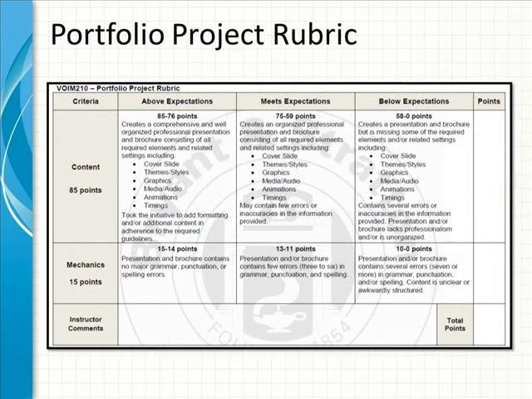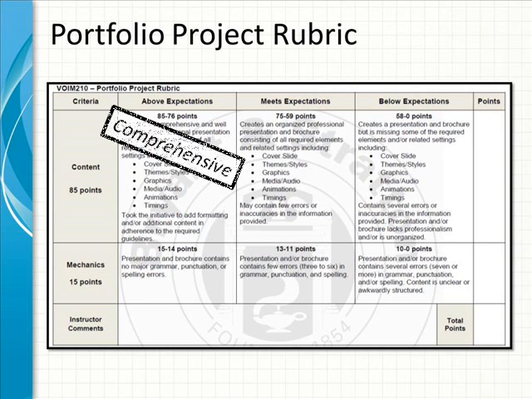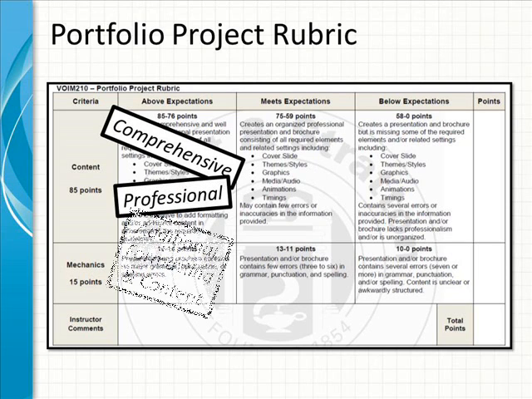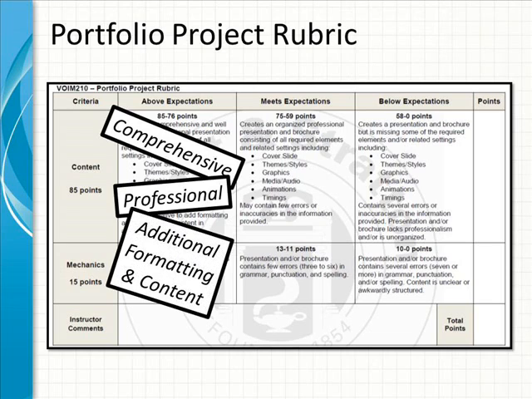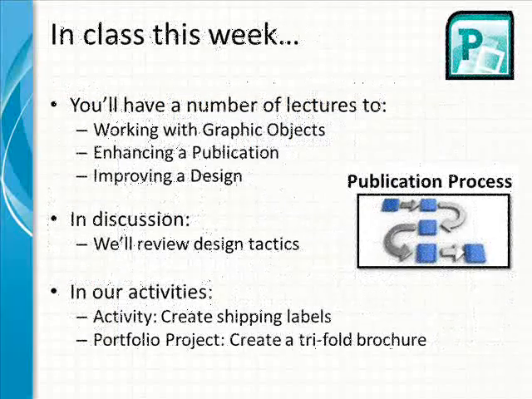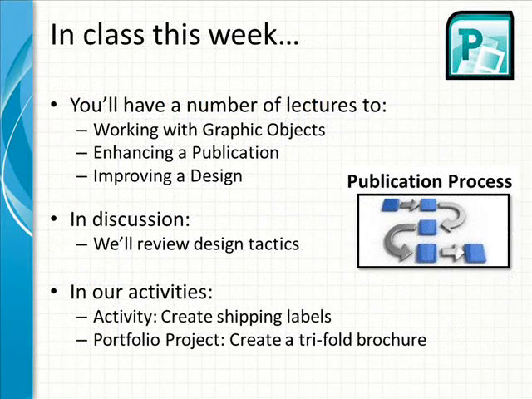When we look at the rubric for this installment, we see that above expectations means that the brochure includes comprehensive information, that it's done in a professional format, and that I'm looking for additional formatting and content based on all of the skills and techniques that we've learned throughout this course. So we've got a busy and fun week ahead of us. We'll have a number of lectures. We have a fantastic discussion topic this week, and a couple of activities all centered around the publication process.